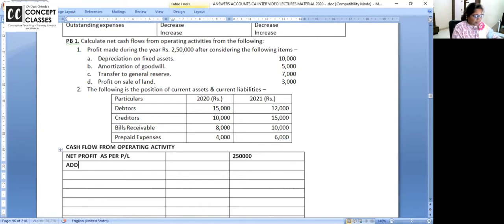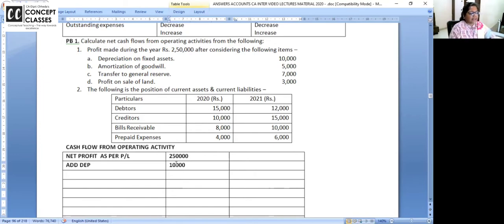Shall I add back first depreciation only? In net profit, you have debited depreciation, but oh sorry, this all should be written in the inner column. Outer column only has the main answer, right? So add back the depreciation. How much? 10,000. Are you getting it? Depreciation is debited, but no money has gone out. I'm giving the explanation again.